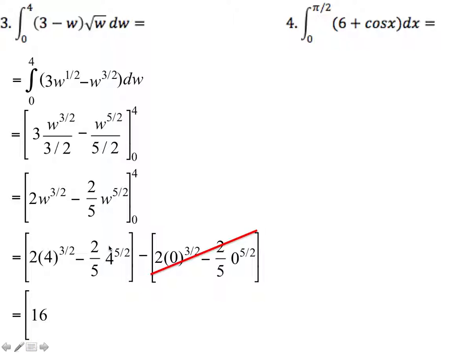Now let's look at this next term, 4 to the 5/2. Again, the 2 in the denominator of this power means the square root of 4, which is 2. So we really have 2 to the 5th power here. 2 to the 5th power is 32. And then multiplying 32 times 2 gets us 64. So we have minus 64/5.